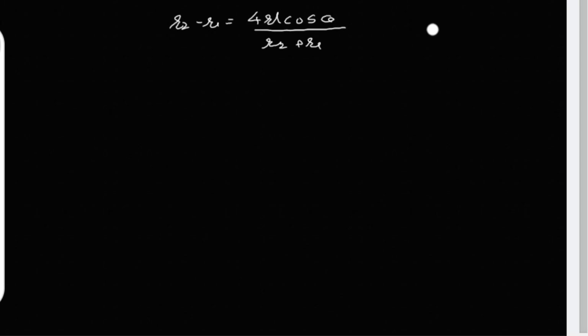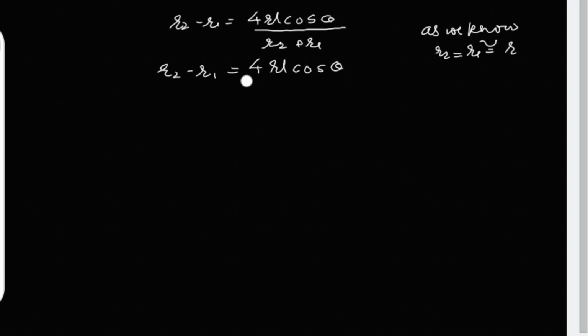Now as we know, we considered in the first slide that R2 is approximately equal to R1, approximately equal to R. So here I'll write R2 minus R1, because I already told you we are not taking it as 0, equal to 4 R L cos theta divided by, instead of this, we can take it as 2R.